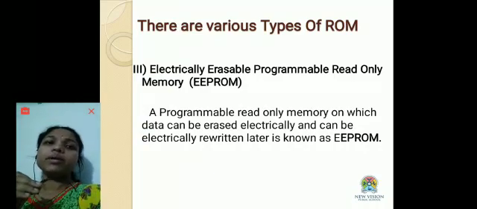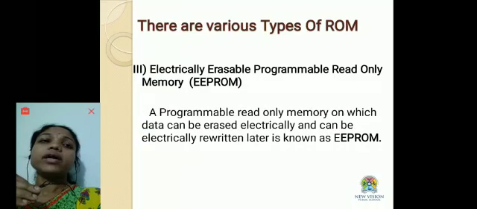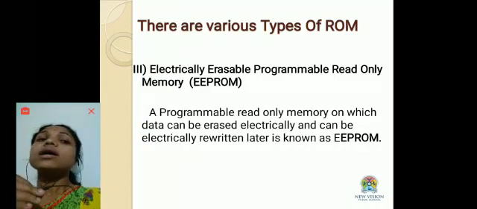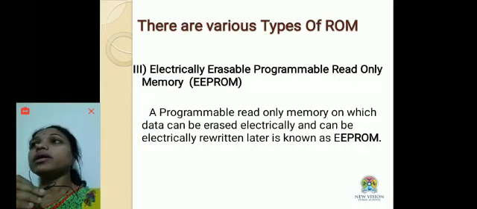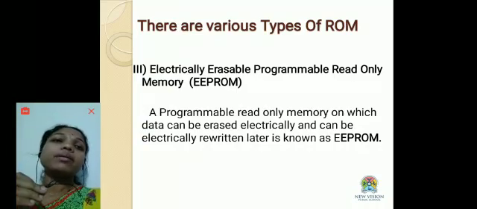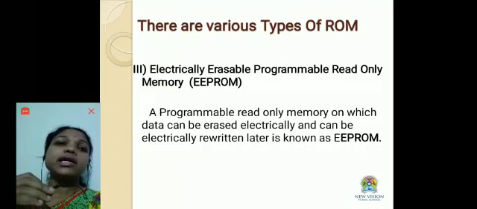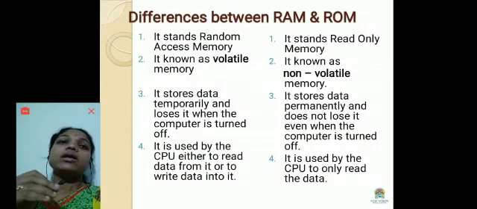Third is electrically erasable programmable read-only memory. Here we electrically erase and write the program. That's why it's called electrically erasable programmable read-only memory. A programmable read-only memory on which data can be erased electrically and can be electrically rewritten later is known as EEPROM.